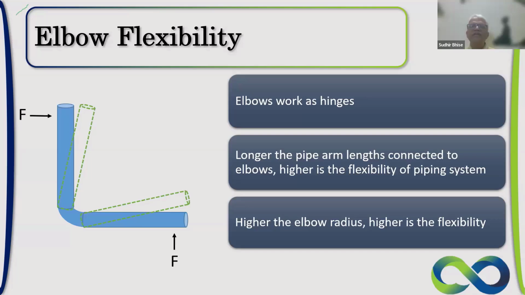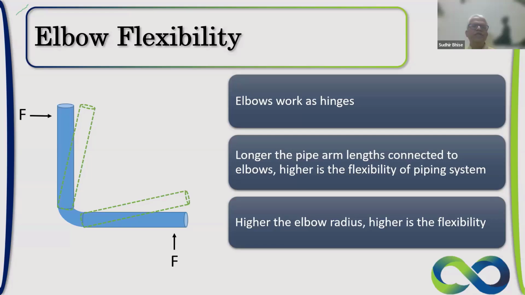It will act as a lever. So the higher the length of the lever, the higher the flexibility of the system. That is the conclusion we can make. And the higher the elbow radius, the higher the flexibility. We talked about several radii of the bends and elbows, starting from 1D, 1.5D, 3D, 5D, and so on. As you increase the bend radius, the higher the flexibility that you are going to achieve.